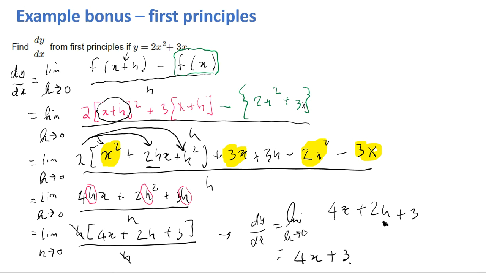Double check yourself. Does that make sense if you just derive it? Yes, that's cool. And that is the derivative based on first principles.